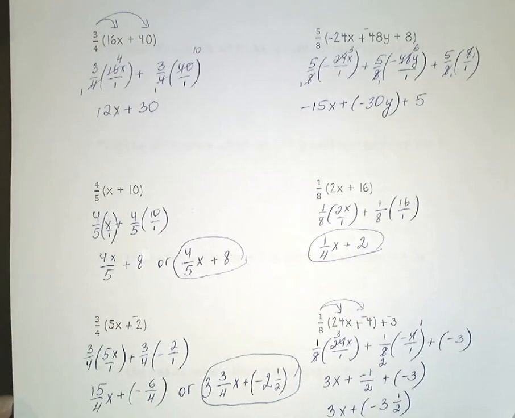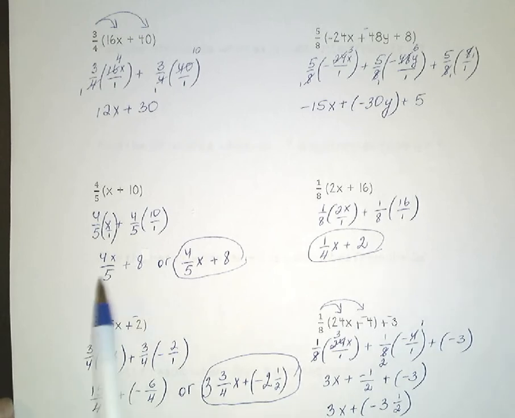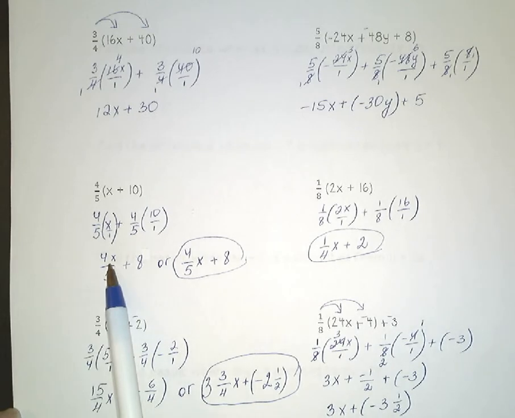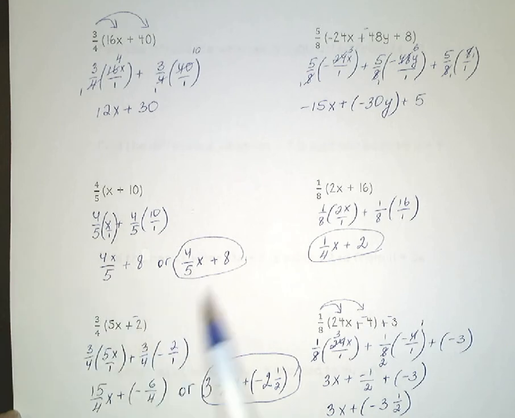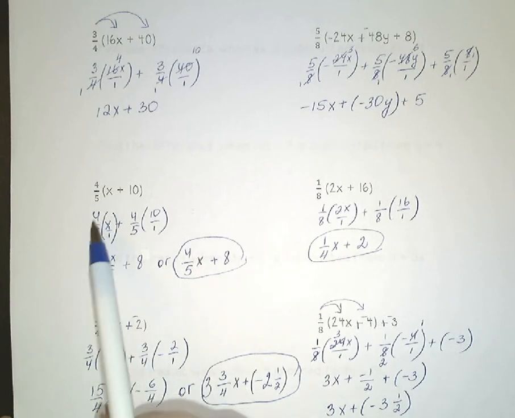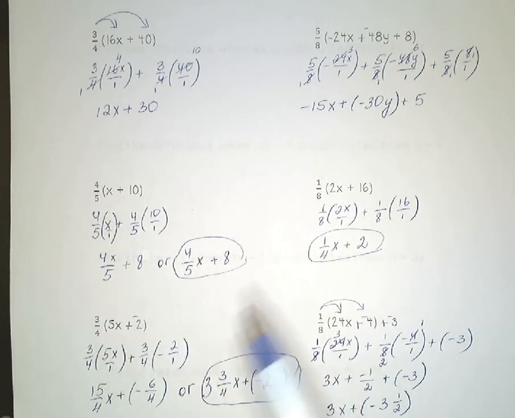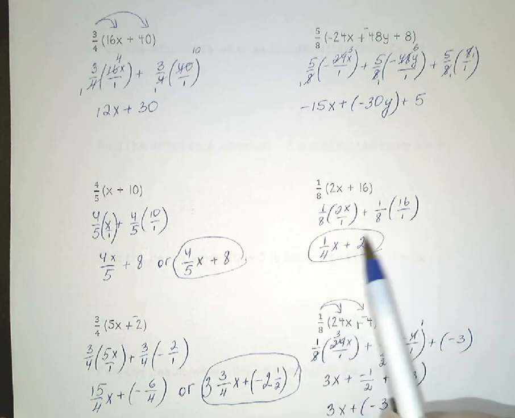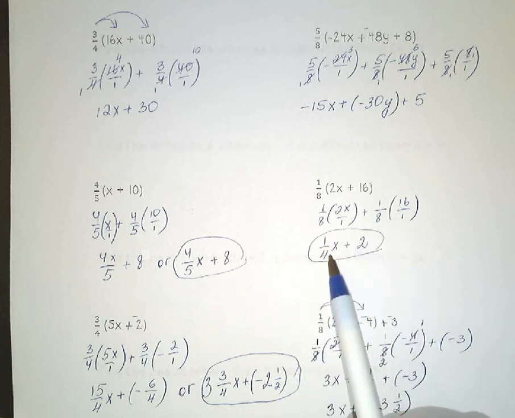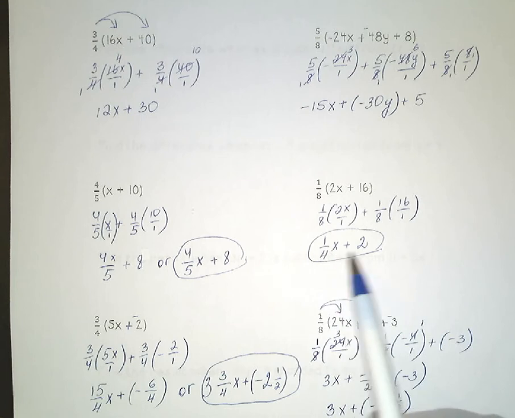For the next row, we got 4/5 x plus 8. You can have x right next to the 4. That is totally fine because they mean the same exact thing. It's just x over 1, right? So you can multiply 4 by x. We can just put it right next to it. In the next one, you will have 1/4 x plus 2.